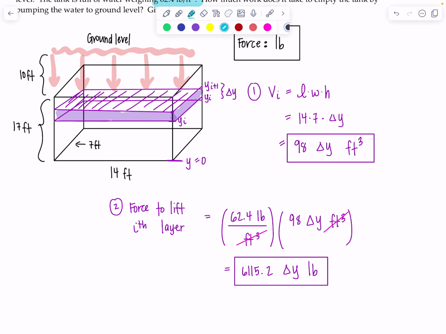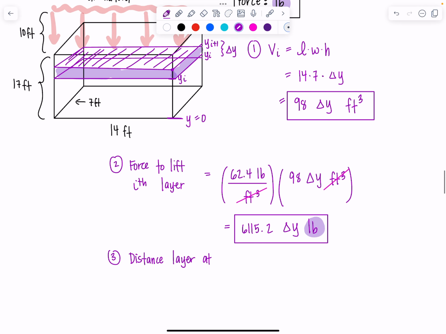Confirm. Is it force? Yes. Units are pounds. That's what we said we were working in this problem. Beautiful. Then I also need to know what is the distance that the layer at y sub i needs to move to get out of the tank.